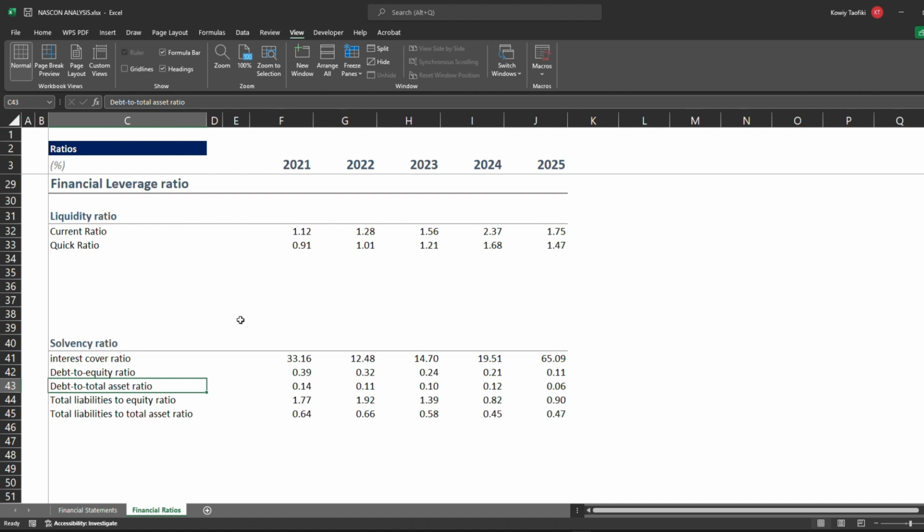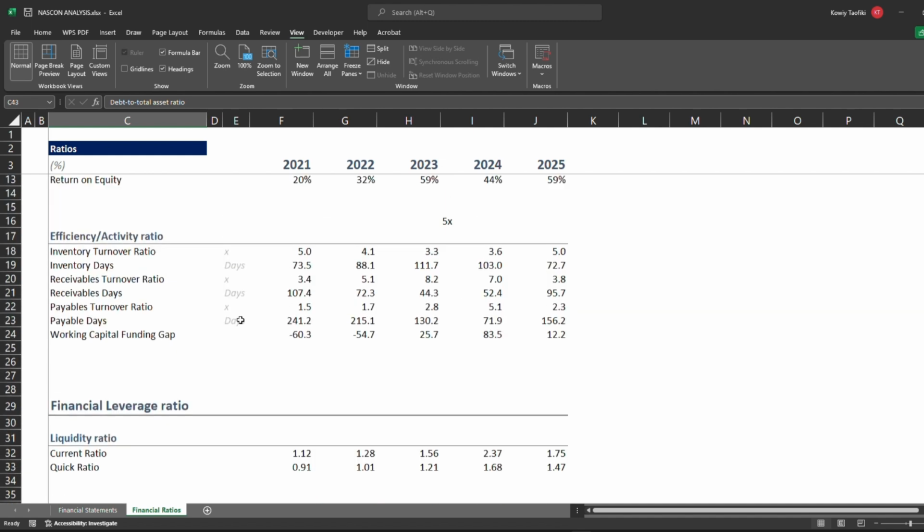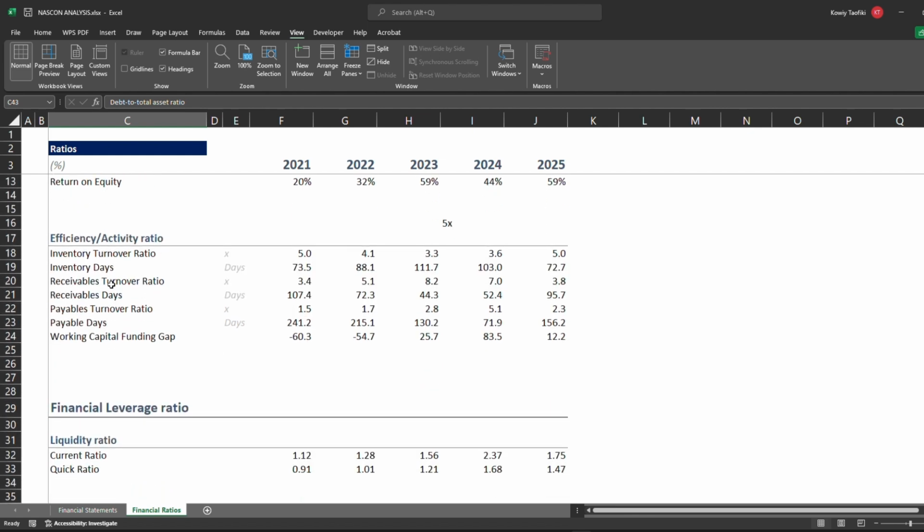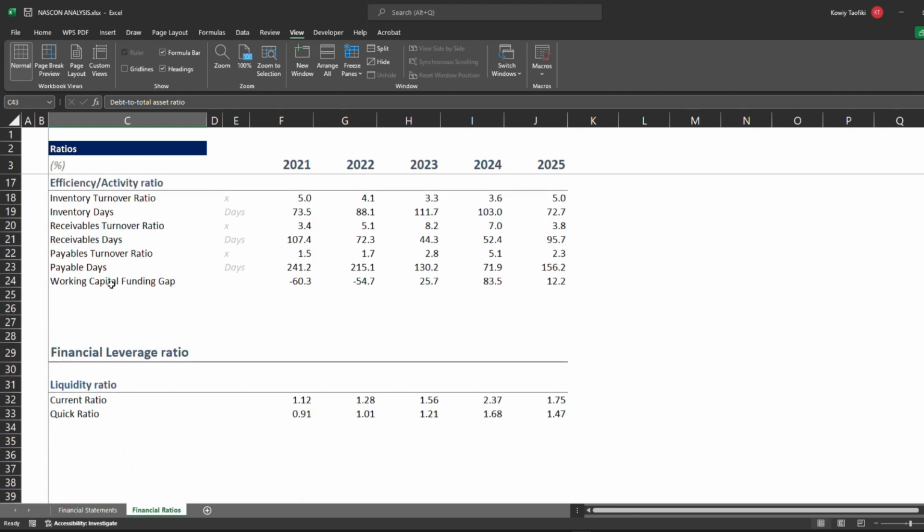When you have a higher ratio, there's leverage risk and insolvency risk attached to the organization. So overall, I would say NASCON is actually doing well in relation to its solvency ratio, and overall in relation to the performance ratios that we've seen from the beginning of this video series when we started. We have the profitability ratio, they are performing well. We have the efficiency ratio, they are also doing well.